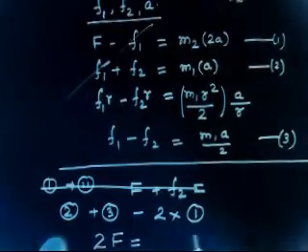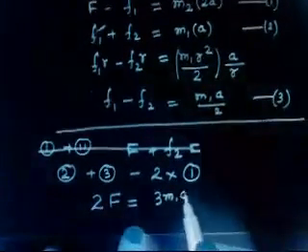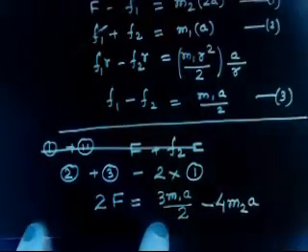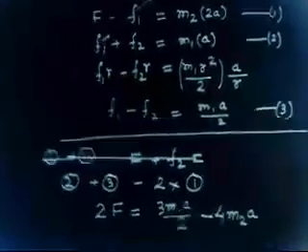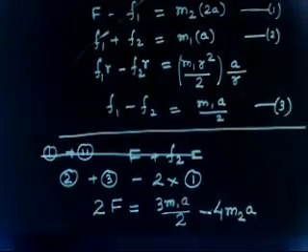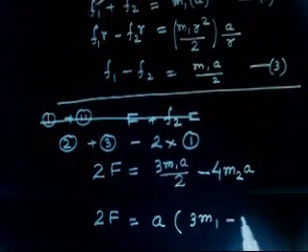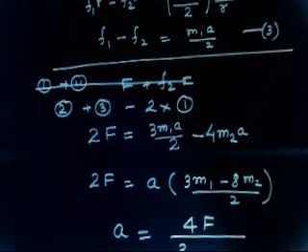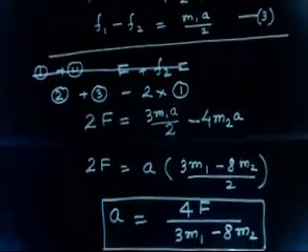And now if I multiply by 2, 2F1 is gone. So you will have on this side 2F is equal to this plus this. So 2 plus 3, m1a plus m1a by 2, so 3m1a by 2. Are you getting? So 3m1a by 2 minus 2 times, so this is 4m2a, so minus 4m2a. Check yourself whether you are getting the same thing or not. So you will have 2F is equal to a times (3m1 minus 8m2) divided by 2. Now if you solve for a, you will have a is equal to 4F divided by (3m1 minus 8m2). You solve these equations, you will get the same thing.